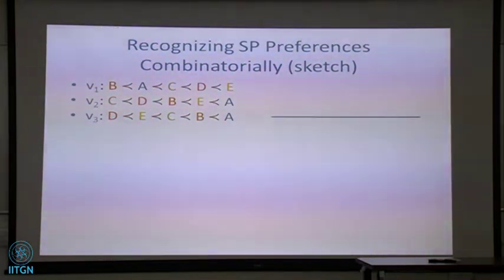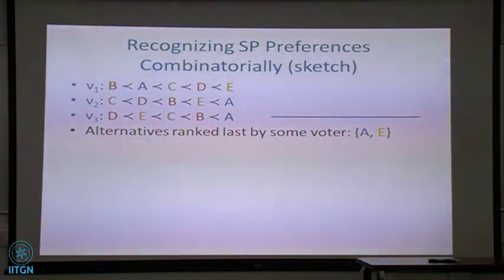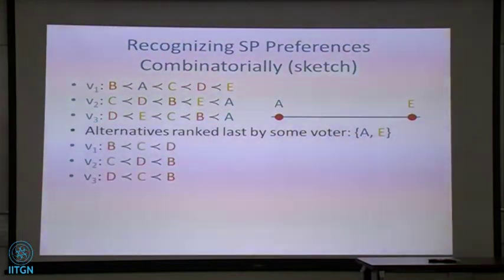So again, I have this same profile. What I do is I look at the last positions in voters' preferences. And these last positions are E and A. So these guys, E and A, are ranked last by some voter. So I know that they have to be at the endpoints of my axis. So I put them at the different ends. It doesn't matter which one. If one axis works, I can always turn it around. It would still work, right? So I put them at the different endpoints. And now I can delete them. Okay, so here's what I'm left with.